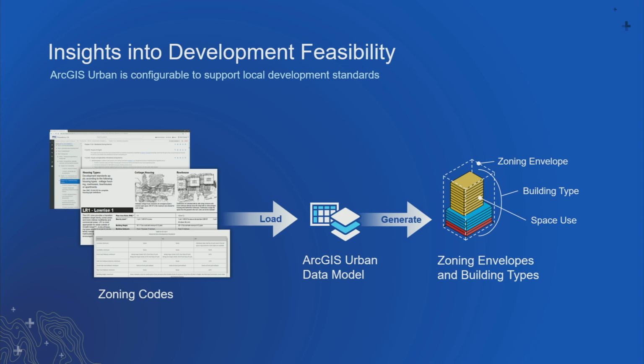So we load those zoning codes into ArcGIS Urban, into the data model itself, which is tabular, and we can generate the envelope as well as the building type within that, looking at the FAR, for example, but then look at different space uses. And as you can see, Urban is fundamentally mixed use, although you can have single uses in these different proposals. It allows you to test different mixed use scenarios.